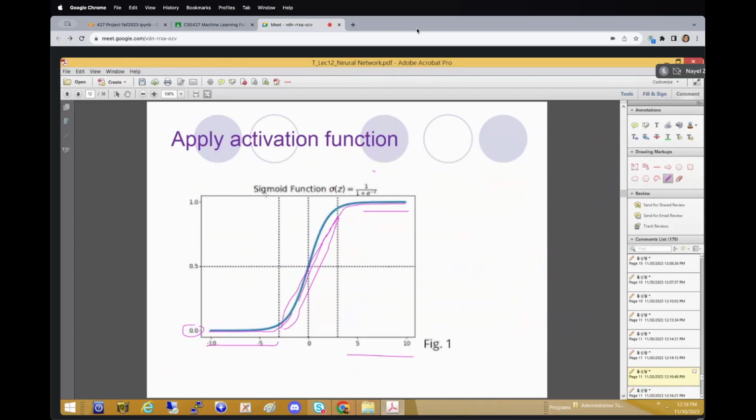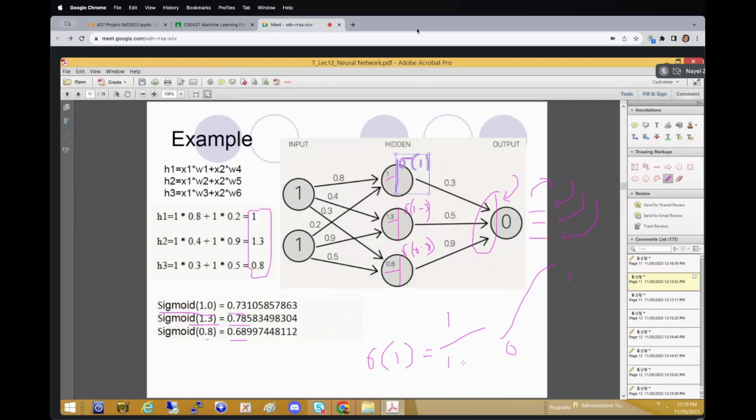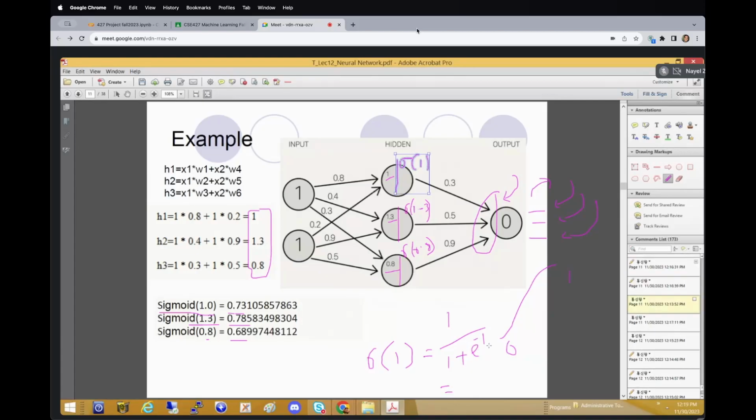So here is the sigmoid function. If we pass the one, then what will be the value of the sigmoid? The sigmoid of one will be 1 by 1 plus e to the power minus 1. If we do the math, e to the power minus 1, you will get 0.73.